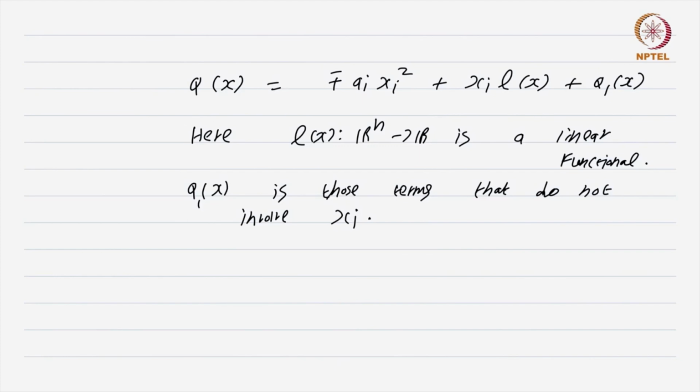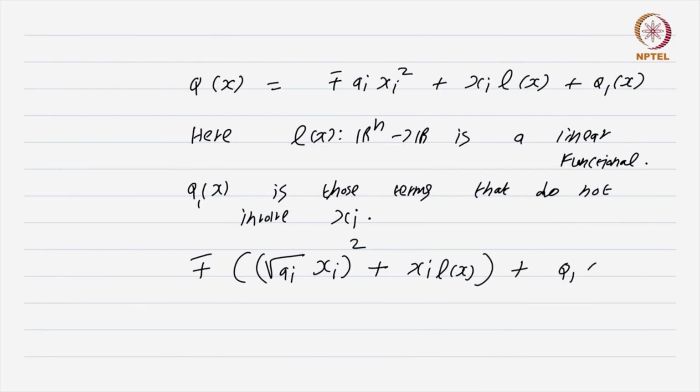Now notice that by possibly replacing L of x by minus L of x, I can club together the first two terms also in the following way. I can write it as plus or minus square root of ai xi squared plus xi L of x plus q1 of x. To do this, I might have to put a minus sign in front of L of x, but that's irrelevant. This can be done. Once this is done, you complete the squares.